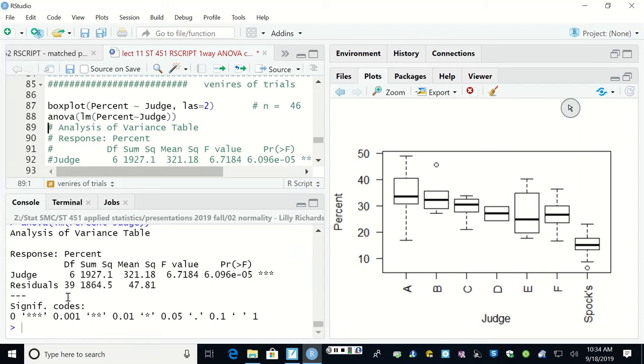So you could do pairwise. You could do this one versus this one, or this one versus this one, and so on. And most of those would be significant. But a different way to do it is to look at the contrast. Is Spock's different than the average of these, right? Because that's really the focus.